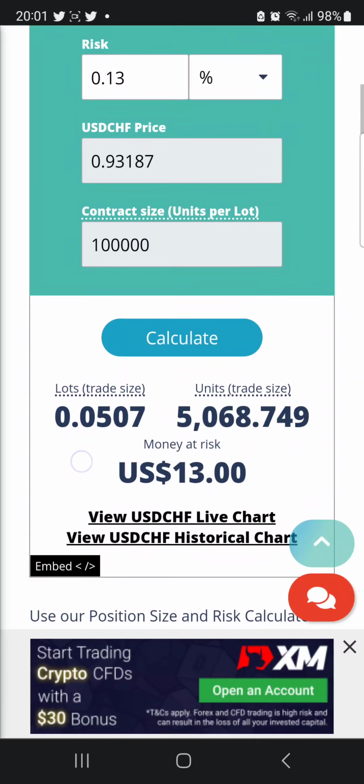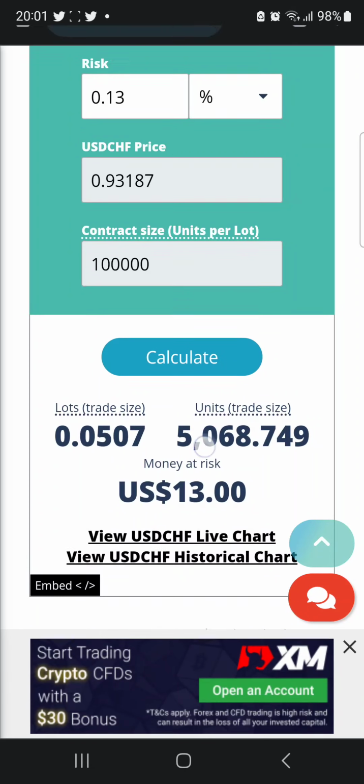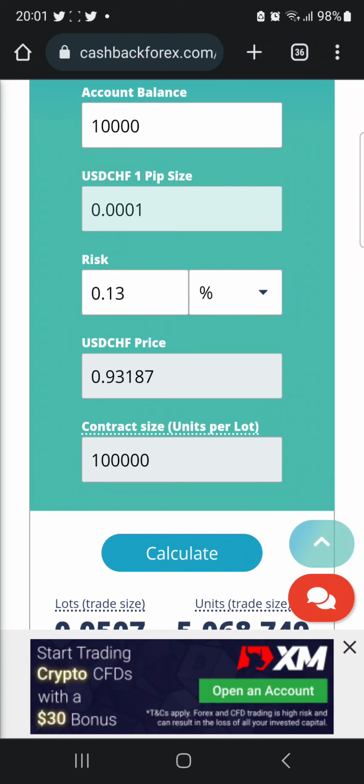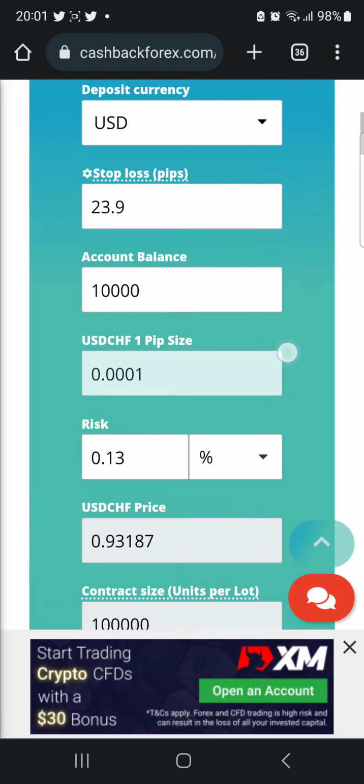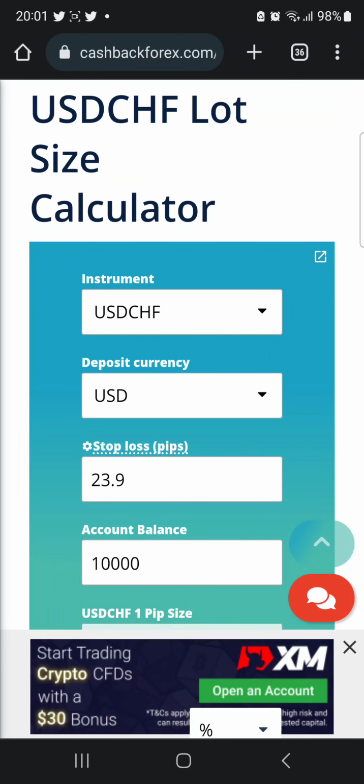It will give you the amount you want to risk, the stuff you are risking, and the lot size to use. Now you can see, based on everything I put here, I'm risking 0.30% of my 10,000 to take this trade, and my stop loss is 23.9 on USD CHF.